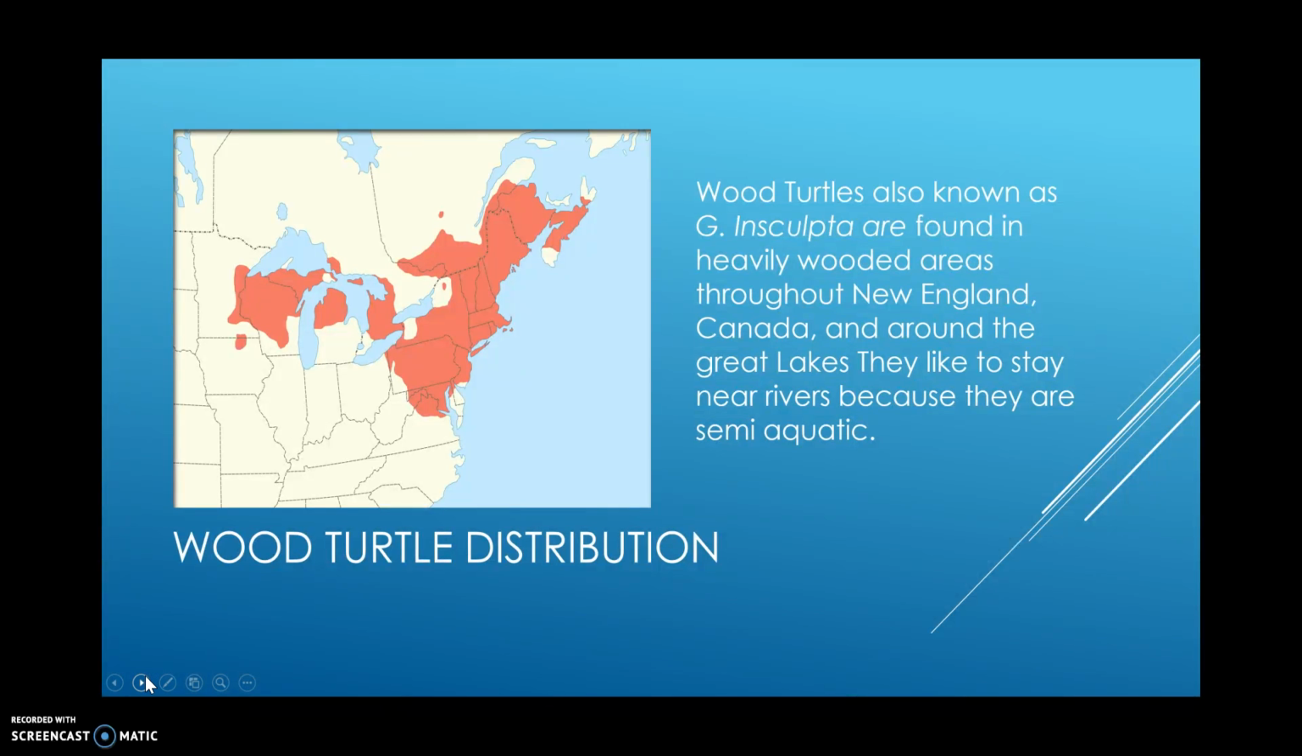Wood turtles, also known as Glyptemys insculpta, are found in heavily wooded areas throughout New England, Canada, and around the Great Lakes area. You can see here on the map that their range goes throughout Michigan, down towards Virginia, all throughout New England and southern Canada and Nova Scotia. They like to stay near rivers and ponds because they are semi-aquatic creatures and live half in and out of water.